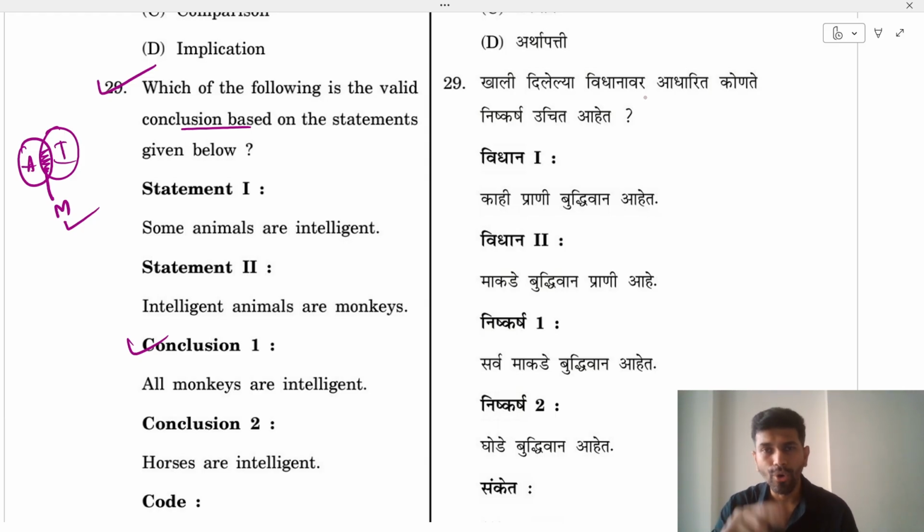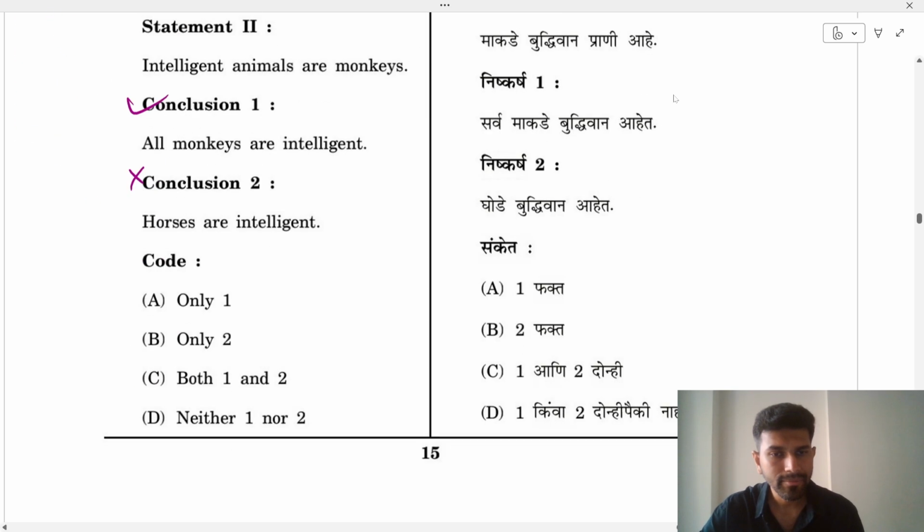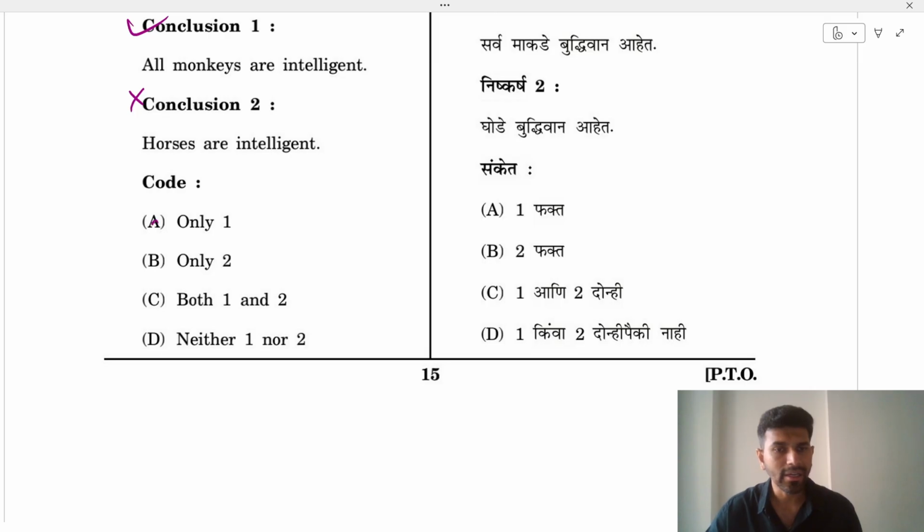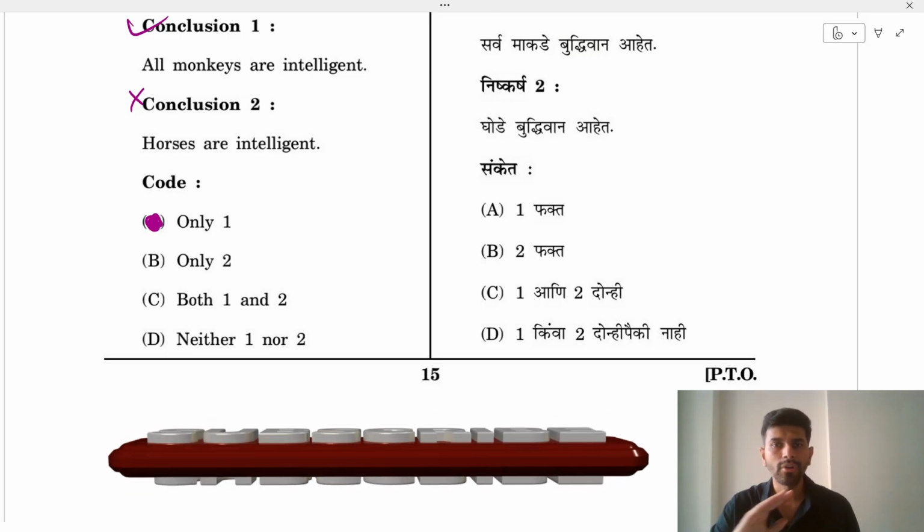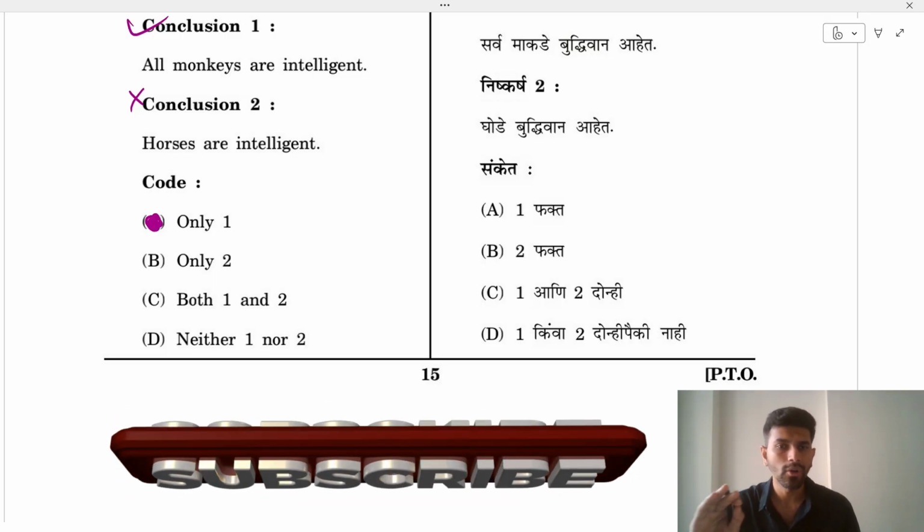Second, horses are intelligent. The question did not say anything about horses, it talked about animals, but no information is given on whether horses are intelligent or not. So statement 2 is not correct. Only conclusion 1 is valid. Option A is correct answer. Conclusion 2 is not valid because horses may be intelligent, but the question has not specified anything related to horses.